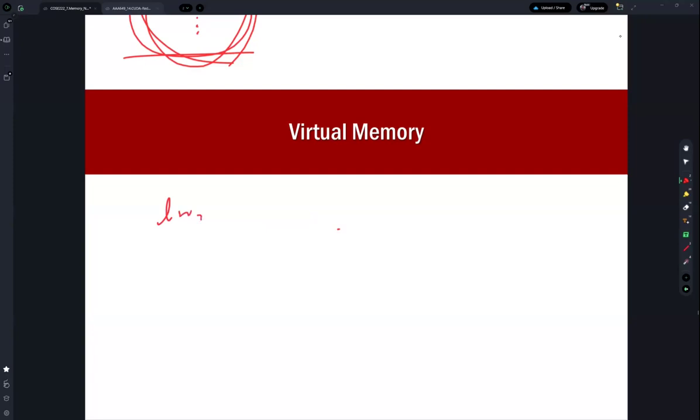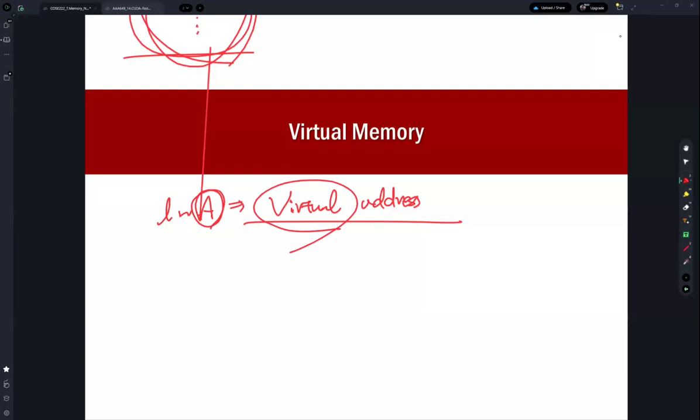But actually, the address requested by the load instruction, and also the store instruction, is actually a virtual address. What does that mean? Why? So you can find the word virtual. What is the meaning of virtual? It's fake. It's not real. So what does that mean?